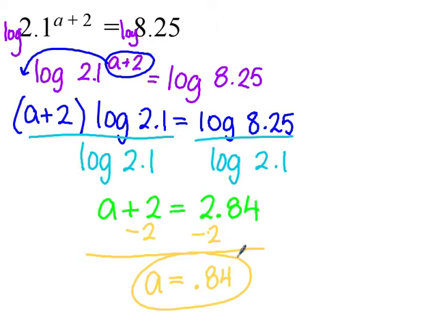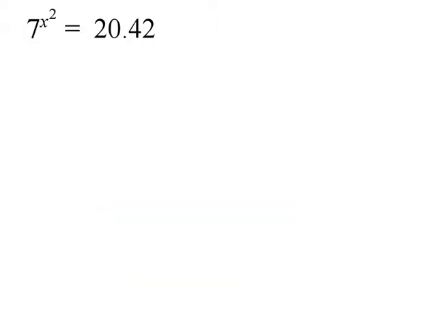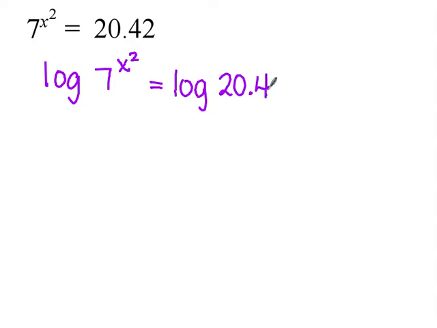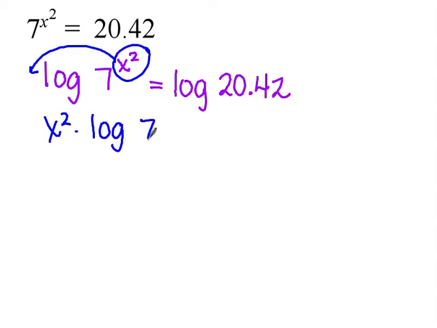Questions? All right, let's look at this one. So what do you do first? Log. So I'm really left with log of 7 to the x squared equals log of 20.42. What do you do now? Move the x squared around front. Very good. So I'm left with x squared times log of 7 equals log of 20.42.